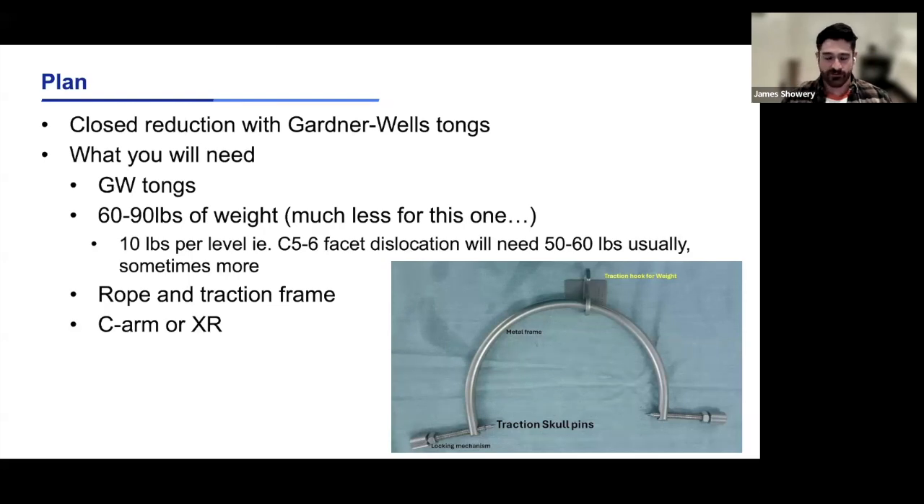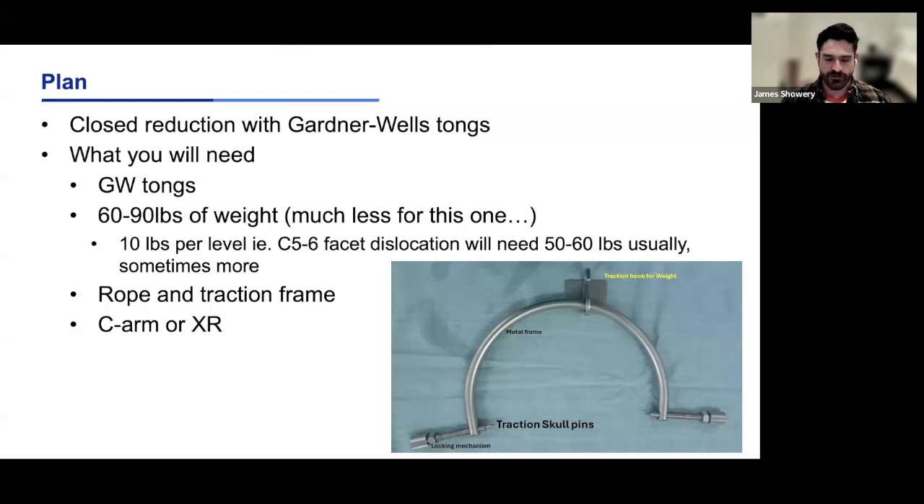But the way to stand out as a medical student on your away rotations or working with your home institution is to know what is going to come next and potentially what tools you need to gather, right? So you're going to need Gardner-Wells tongs, which are what you see here. You're going to need a lot of weight, so a lot more than you'd put on for a femur traction or an acetabular fracture or something like that. You're going to need about 60 to 90 pounds.